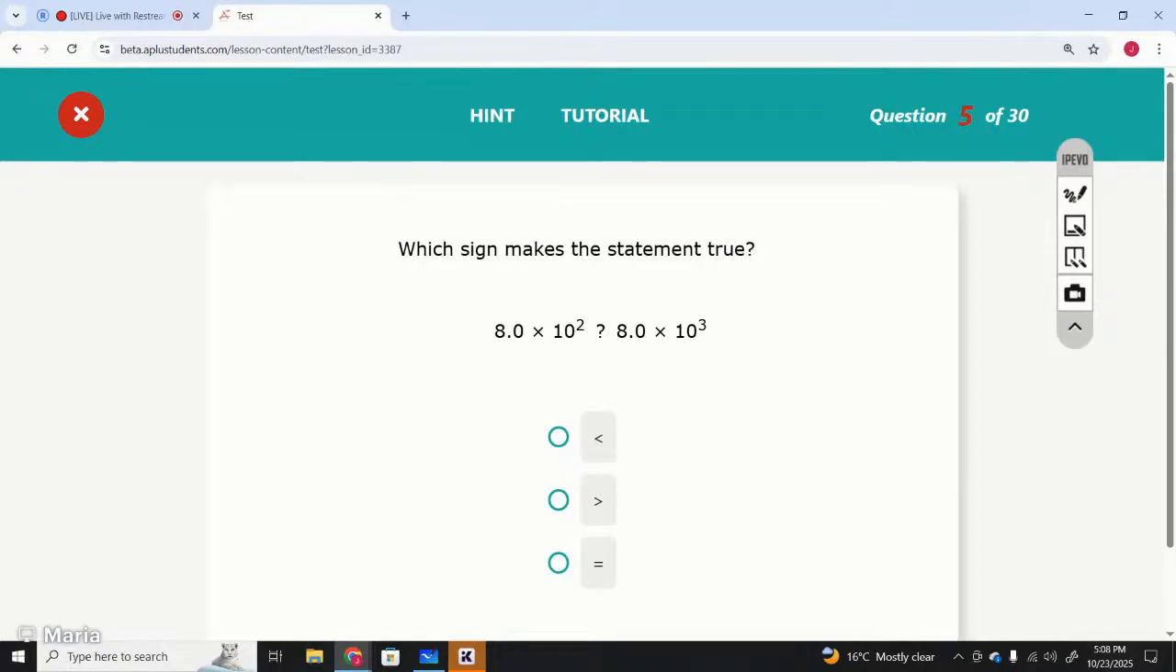Which sign makes the statement true? 8 times 10 exponent 2 and 8 times 10 exponent 3. So which is the correct option? That is 8 times 10 exponent 2 is less than 8 times 10 exponent 3. Very good.